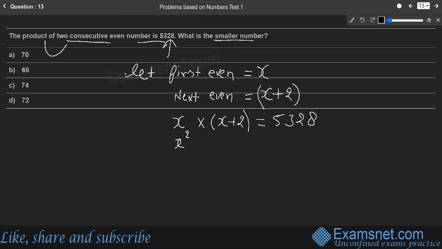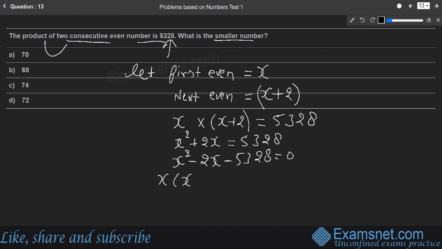If you multiply, this is going to be x square plus 2x is equal to 5328. Okay, we can make a quadratic equation out of it, that is x square plus 2x minus 5328 is equal to 0. This is the quadratic equation. Now we need to break it into factors, or we can use the Sridharacharya formula as well. If we try to break it, 74 into 72 will give us the product 5328. So it's broken down as x into x plus 74 minus 72 into x plus 74 is equal to 0, which gives us x minus 72 and x plus 74 is equal to 0.